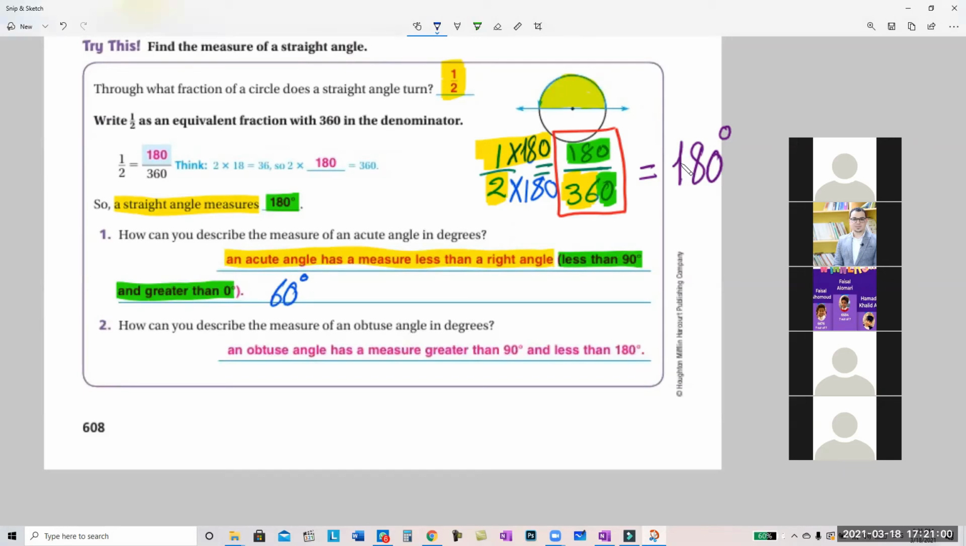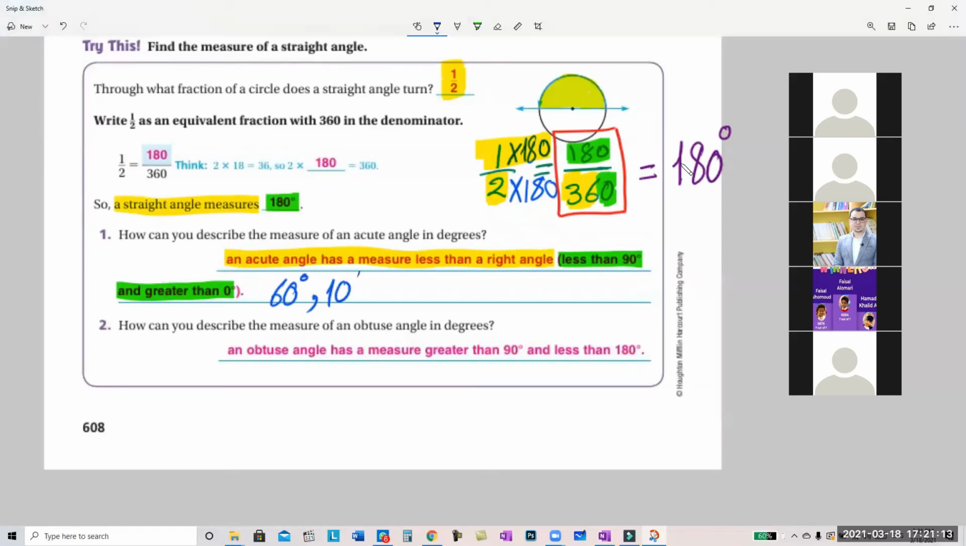Can you give me another number between 0 and 90? Any number. 10. Excellent. 10 degrees is an obtuse angle or acute angle? Sorry, it's an acute angle, between 0 and 90. Thank you so much, Rakan.